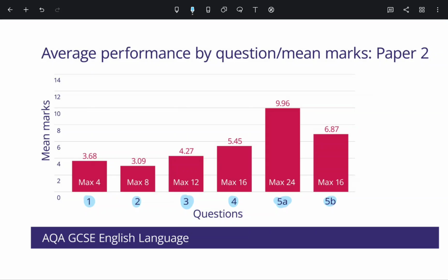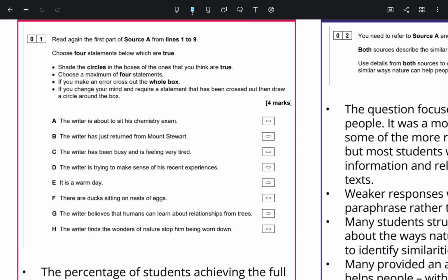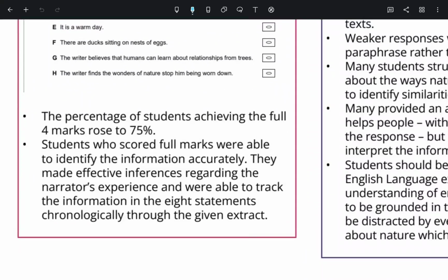Right, so moving on. Now here we have question 1 from the English language paper 2. You would be provided with a range of statements, and all you do is choose 4 statements below which are true. Sometimes what the exam board do is they'll have 1 or 2 statements that are almost identical or similar. So just be wary of that, be cautious, because they'd like to trick students.